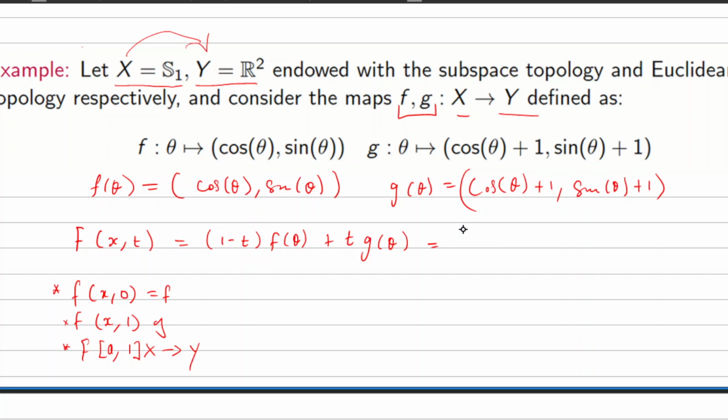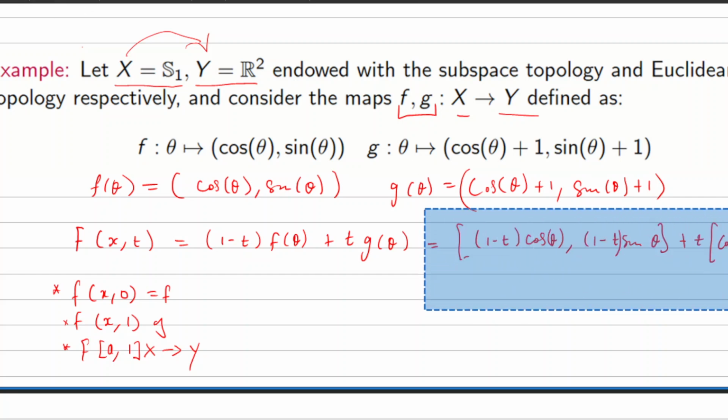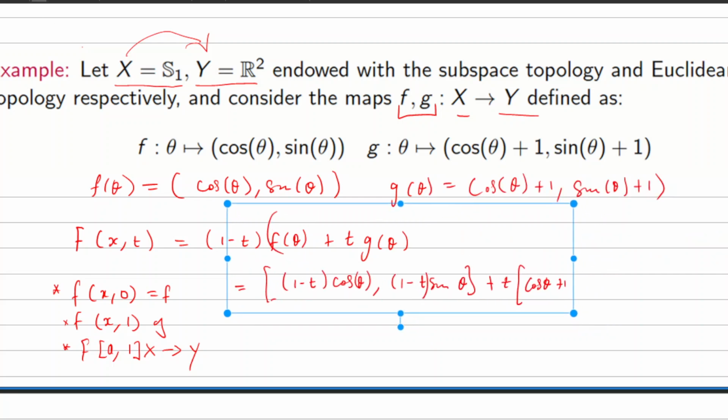Let me put it like this. It will be (1 minus t) cos theta, comma, (1 minus t) sine theta, plus t times the g, which has cos theta plus 1, comma, sine theta plus 1.